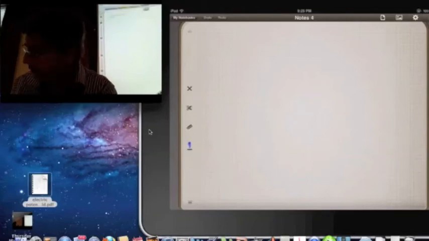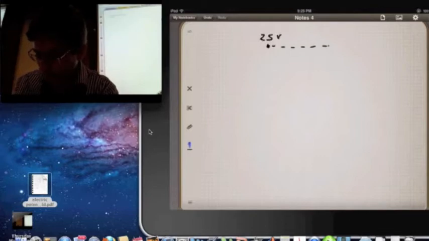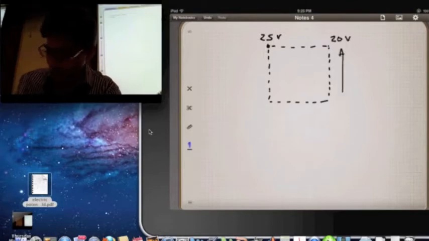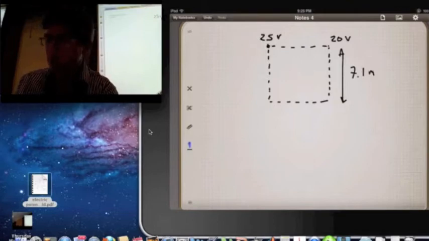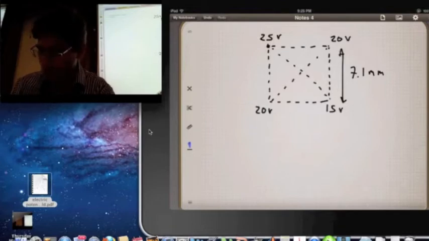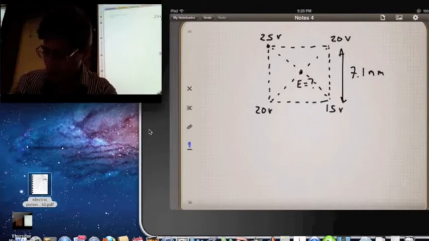So another exercise along the same lines, let's say that you have a square. And that square has a side, the side of the square is 7.1 millimeters. And the potential is given on all of the corners of the square. So 25 volts, 20, this one's 20 also over here, and this one is 15. And you're looking for the electric field in the middle of the square. So right here, that's the electric field there.